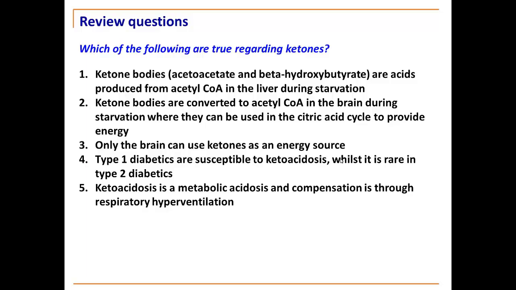Ketoacidosis is a metabolic acidosis, and compensation is through respiratory hyperventilation. So ketoacidosis is a metabolic acidosis because it's being produced during metabolism, so that bit is correct. How does the body compensate? How does it get rid of that acid? Is it through respiratory hyperventilation? Well, yes, it is. If you hyperventilate, you lose more carbon dioxide, and I want you to think of carbon dioxide as an acid. So in other words, CO2 is an acid, so hyperventilation is the respiratory compensation for a metabolic acidosis.